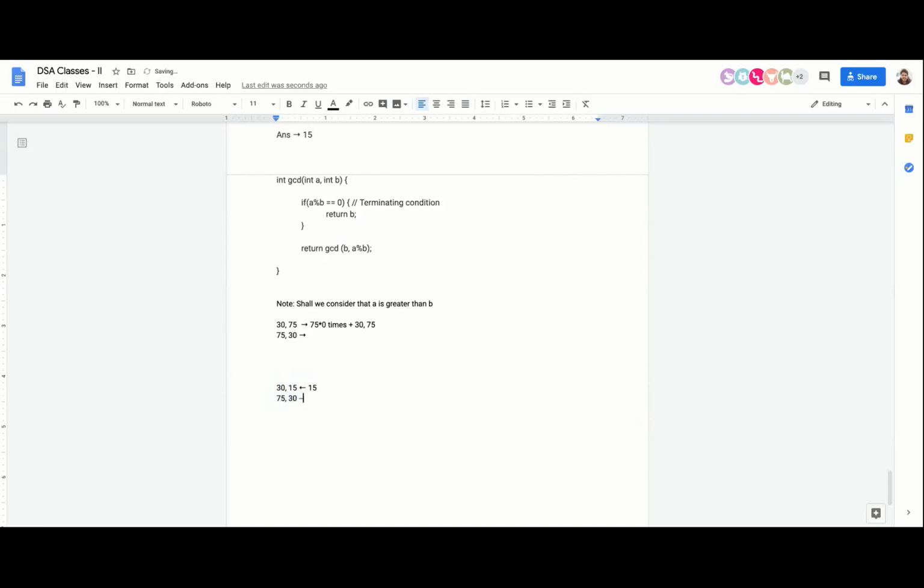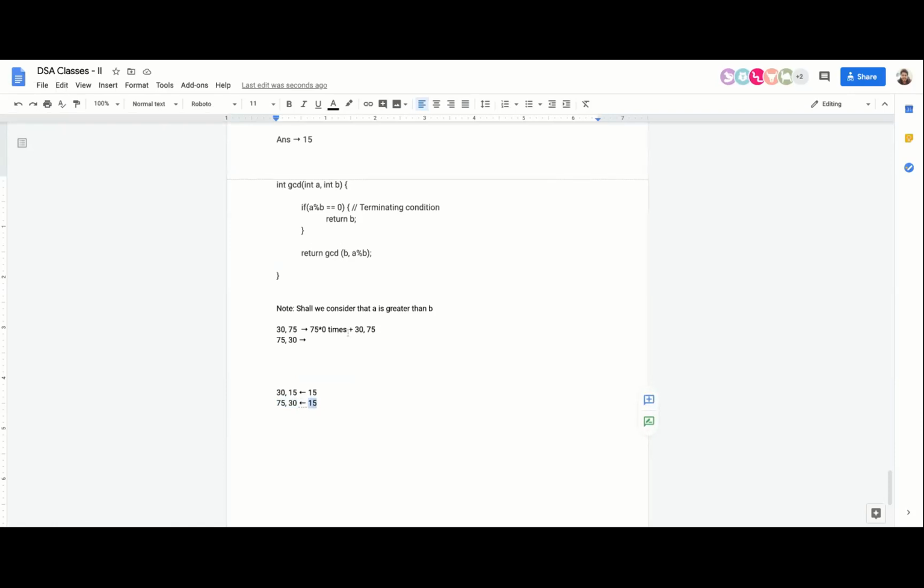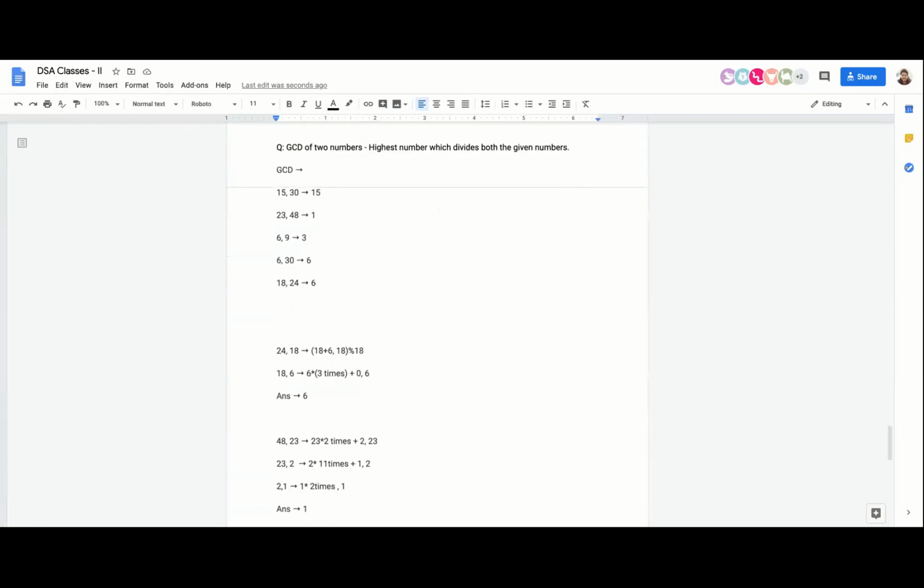And as soon as you return 15 here as well, what will happen? Finally, because you have to find the GCD of 75,30, the answer returned would be what? 15. Is there any confusion here in the GCD question? I hope not. Okay. So if there is no confusion, let me actually give you an assignment question on the same. So what you have to do is, let me copy the question here.